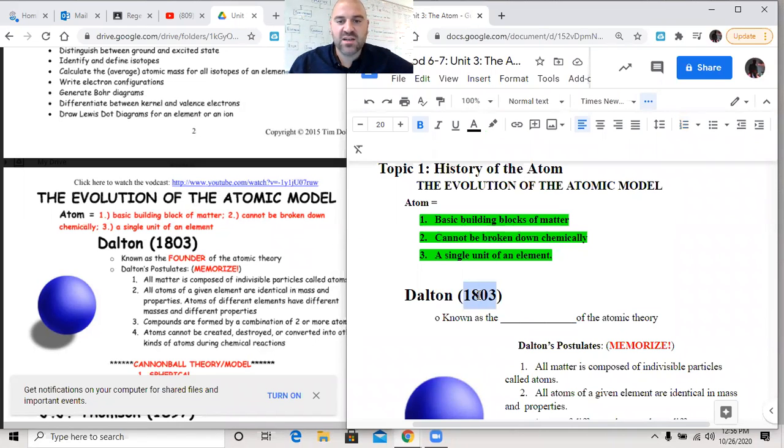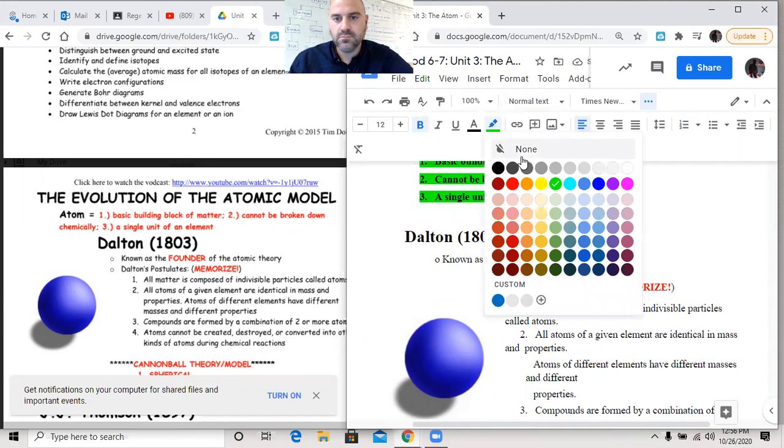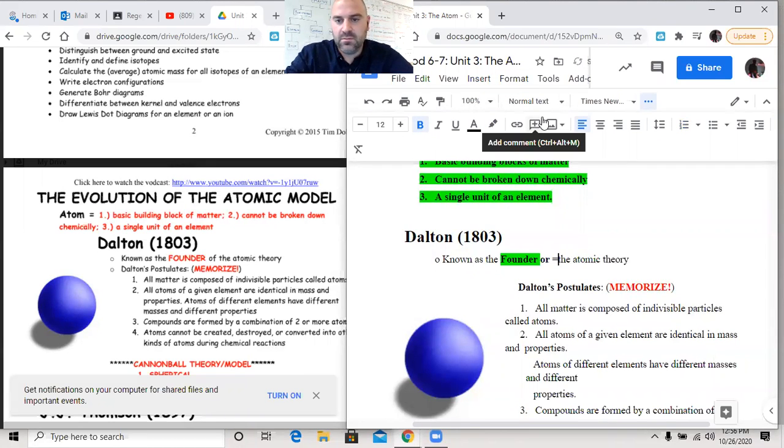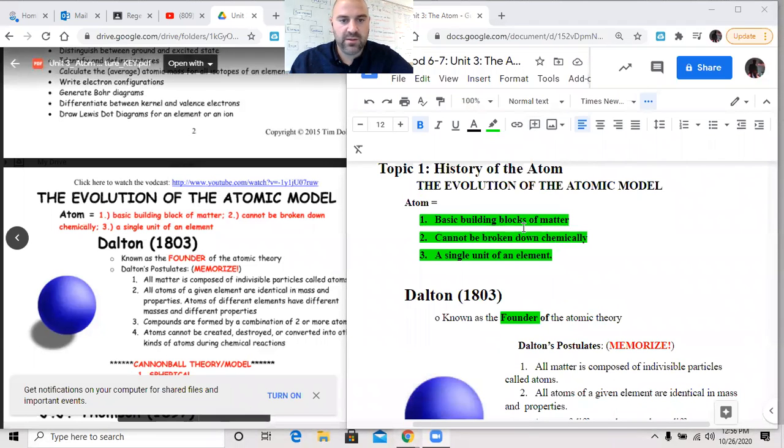Then in 1803, John Dalton came by. He's known as the founder of the atomic theory. These are pretty good postulates to know, be aware of. If we're in school, I'd say, hey, memorize this. So again, what I'm doing, I'm just copying the notes to the left down to the right.